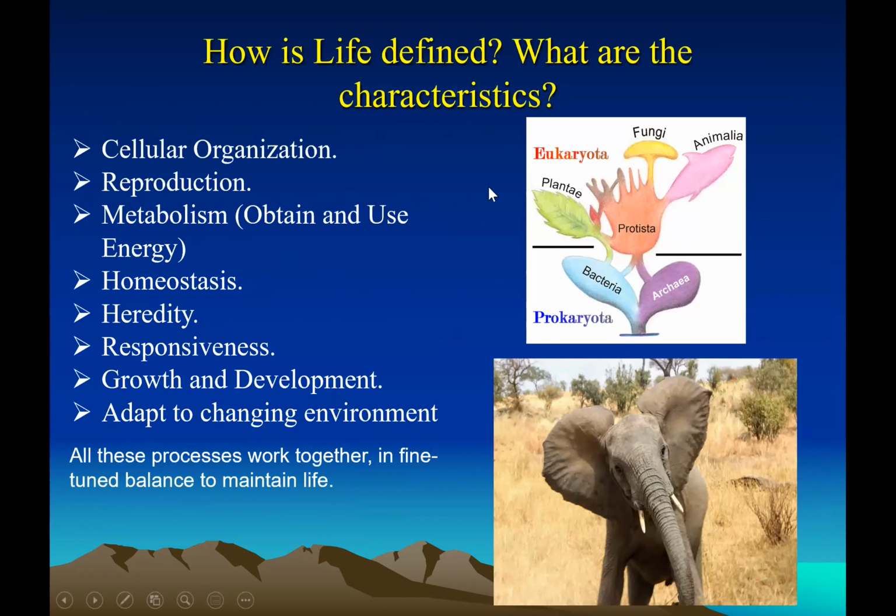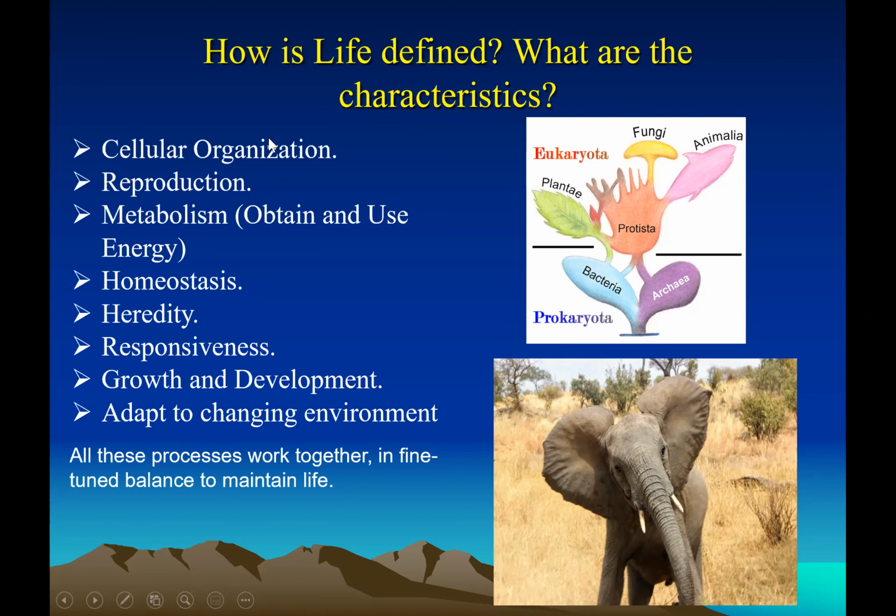So, how is life defined? What are the characteristics or properties of life? So, we've studied in any introductory biology class that life evolved from a common ancestor, and these are the main kingdoms. In prokaryotes, we have bacteria and archaea, and in eukaryotes, we have the plants, animals, fungus, and protista.